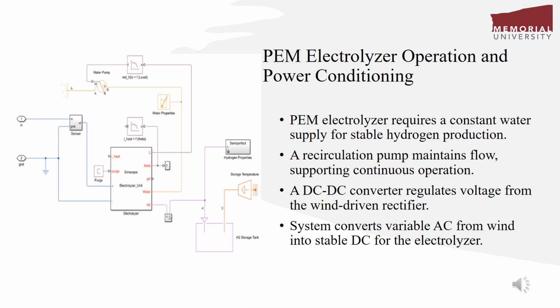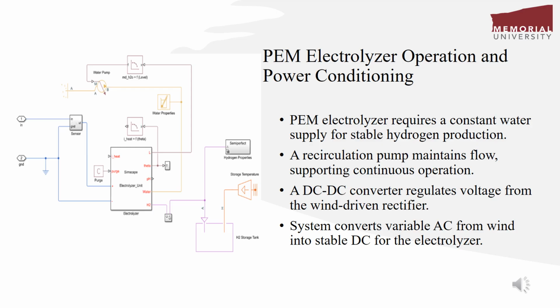This diagram represents the PEM electrolyzer system integrated with wind energy. First, the electrolyzer block requires a steady supply of water, which is maintained by a recirculation pump. This helps keep the electrolyzer operating continuously and efficiently.